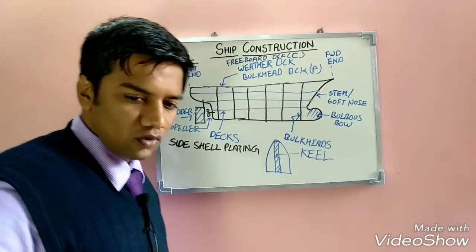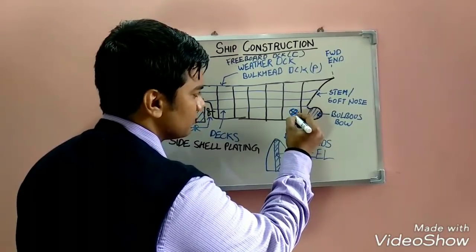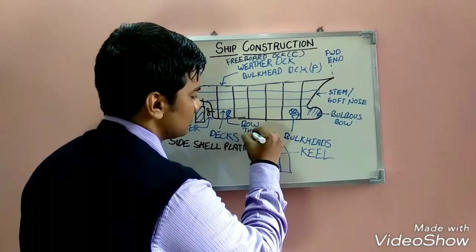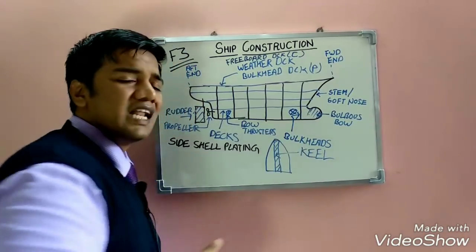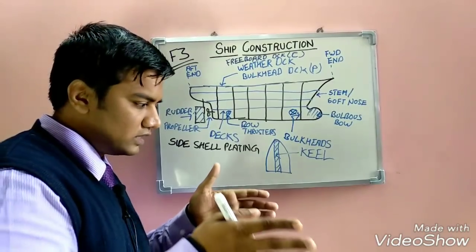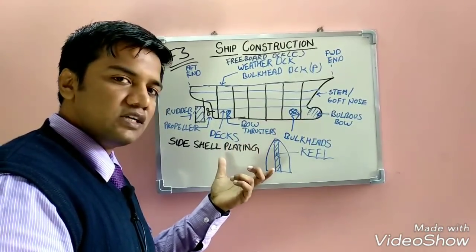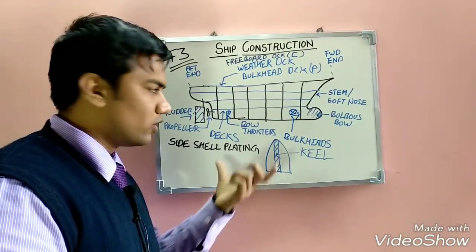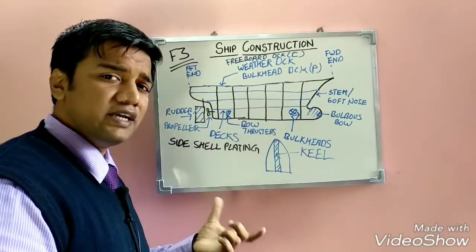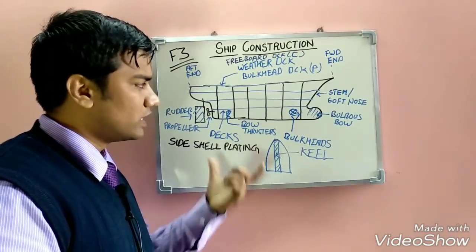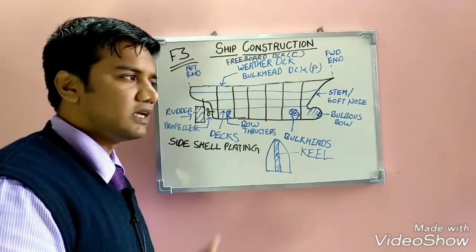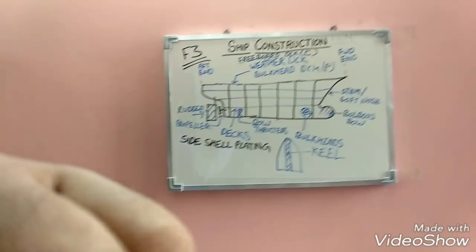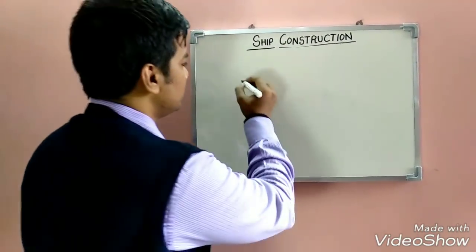You also have bow thrusters present. Now these help the ship to move in the athwart ship direction, that is towards the port side or the starboard side. In case your bow thrusters are working properly and efficiently, you need not require tugs to berth your ship. So that is where bow thrusters will help. Most of the cruise ships as well as cargo ships nowadays come with bow thrusters. So let's move on to further definitions.